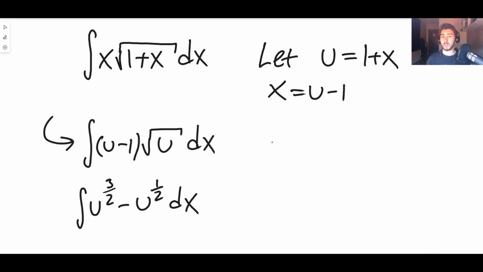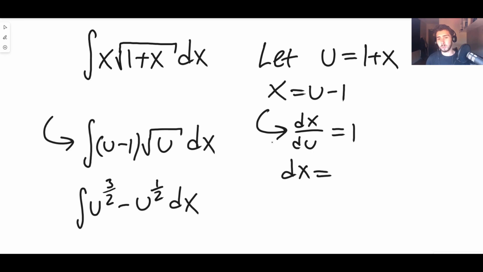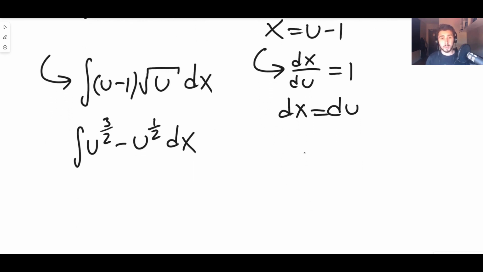Well, there's an equation that links x and u together. x equals u minus 1, or u equals 1 plus x. If you differentiate both sides of this with respect to u, then you get dx/du equals 1, which means that dx is equal to du, just multiplying both sides by du. Which means that you can actually just replace dx with du in this specific question.